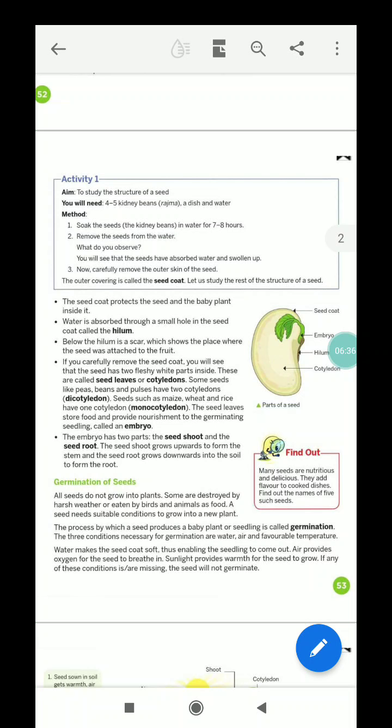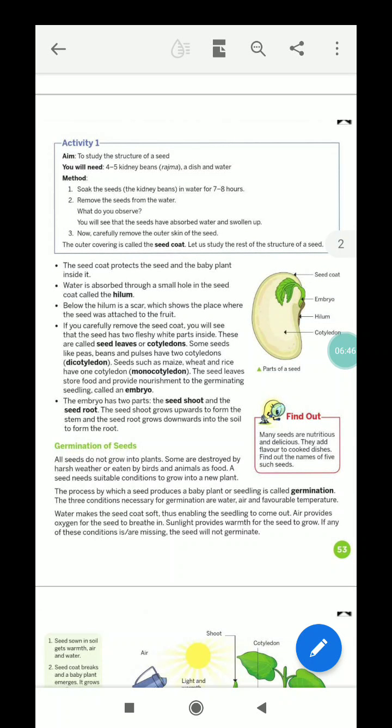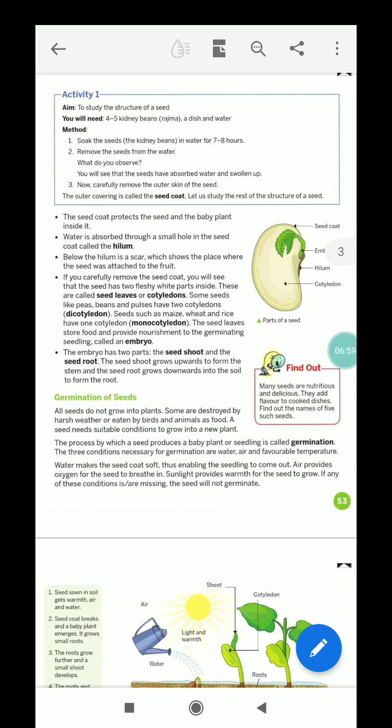Some seeds, like peas, beans and pulses, have 2 cotyledons, and some are monocotyledons, such as maize, wheat and rice. Monocotyledons means they have a single cotyledon, and dicotyledons have 2 cotyledons. So we can get 2 parts of seeds.